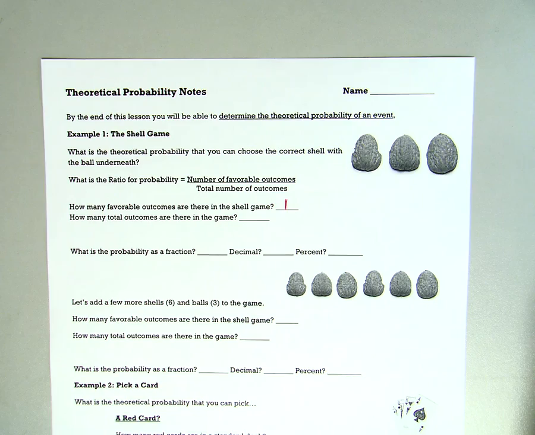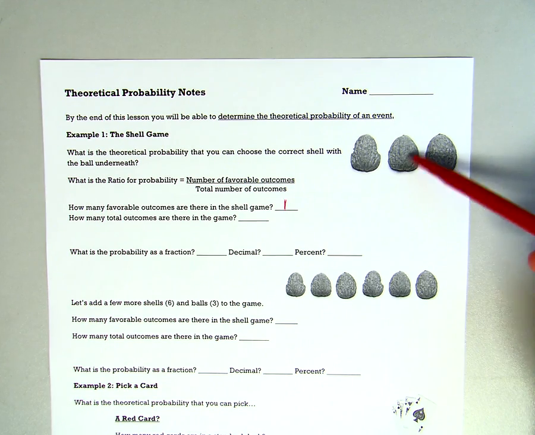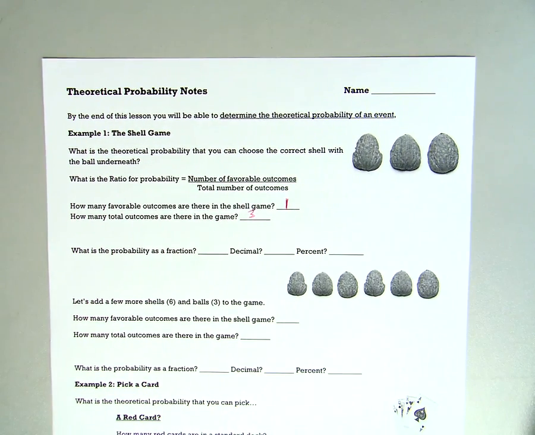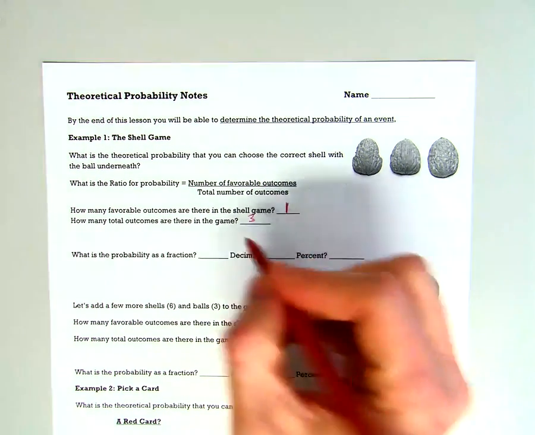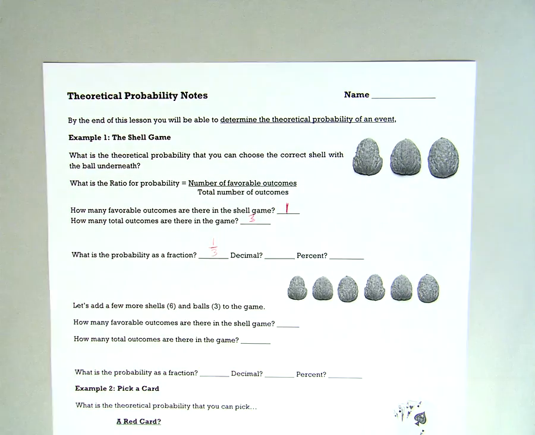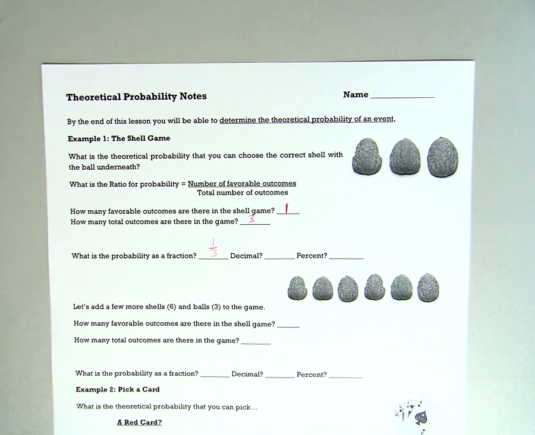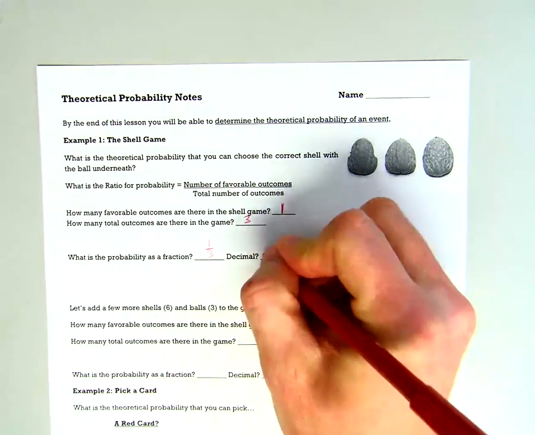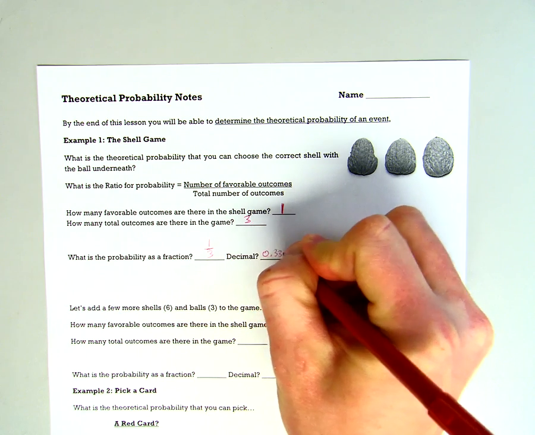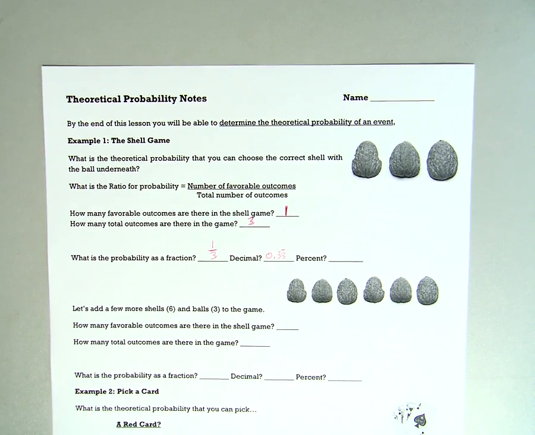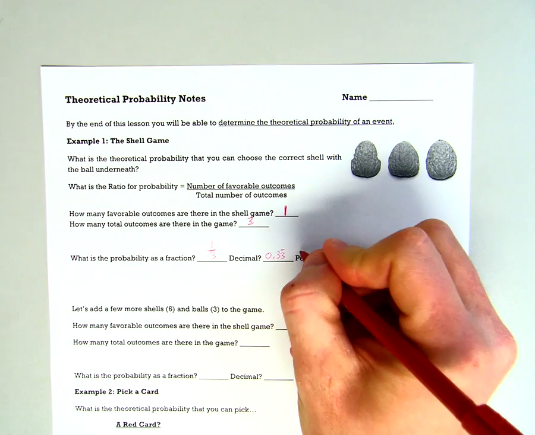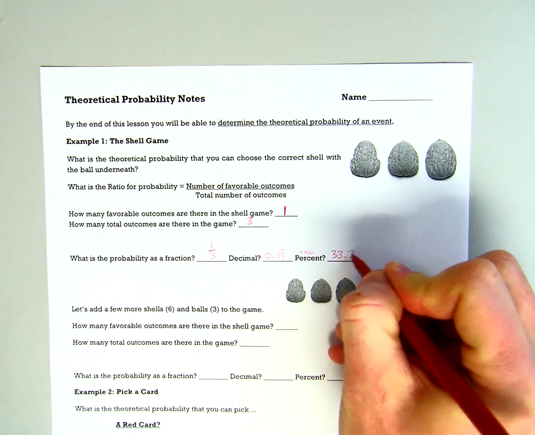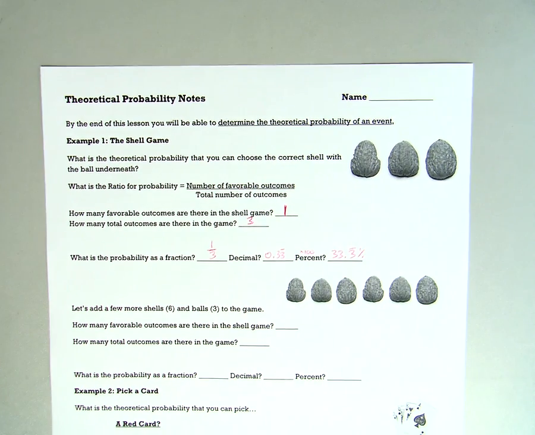And then how many total outcomes are there in the game? I could pick up this shell, or this shell, so I could pick up 3 different shells. So the probability as a fraction is 1/3, or 1 out of 3. If I change that to a decimal by dividing 1 divided by 3, I get 0.3333, and it keeps repeating. If I turn that into a percentage by multiplying it by 100, I get 33.3 repeating, so about 33%.